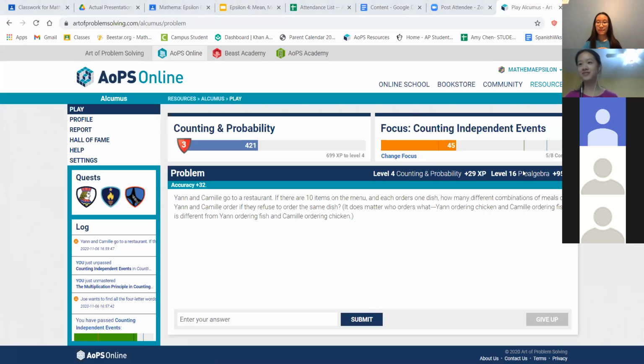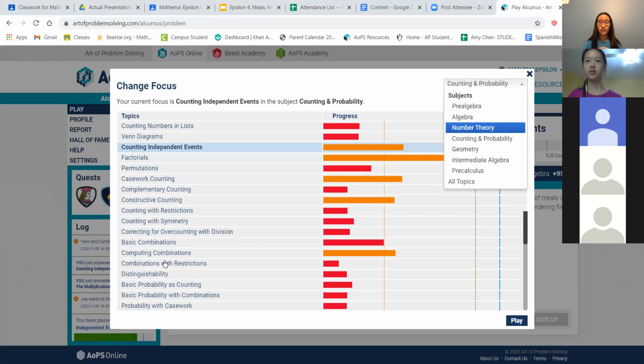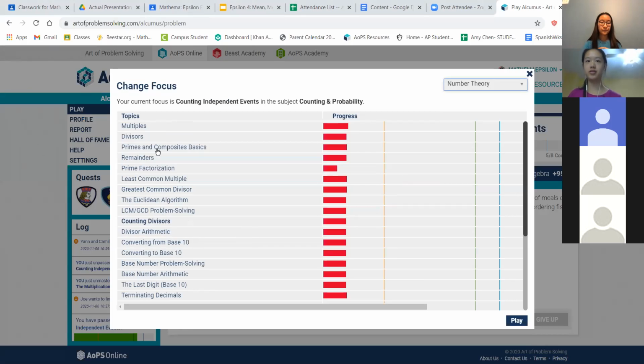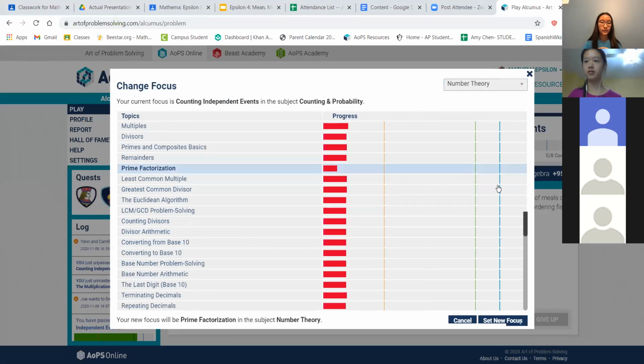I think the focus changed too. That's why the problem changed. Okay, so it's another question now. So Yan and Camille go to a restaurant. There are 10 items on the menu. And oh shoot, okay, that's not the right topic. There we go.